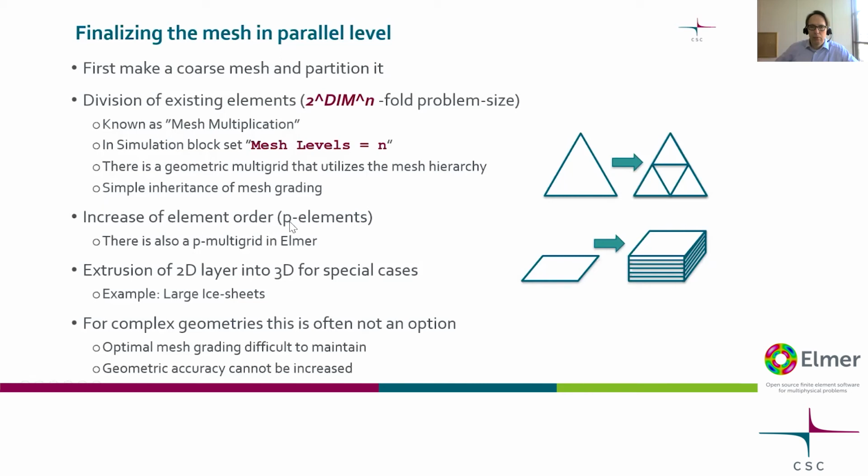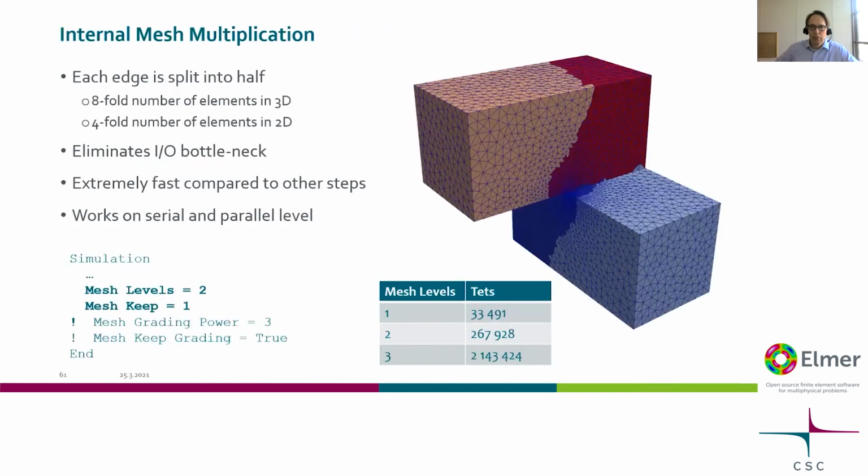You can also increase the element order. You can extrude the 2D layer for 3D. So you start from a 2D geometry and extrude it to the third dimension. And unfortunately, of course, these are not always possible for complex geometries because the geometric accuracy of the problem is not increased. But other than that, these are often very nice methods.